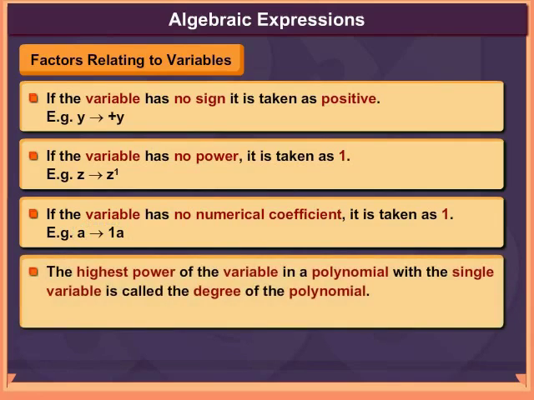Fourth, the highest power of the variable in a polynomial with a single variable is called the degree of the polynomial. For example, 5x squared plus 9x plus 7. So here, the highest power of variable x is 2. So the degree of the polynomial is 2.